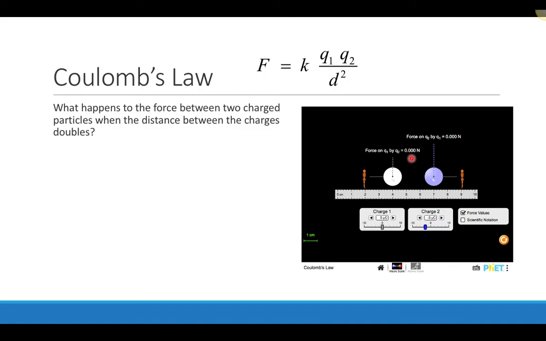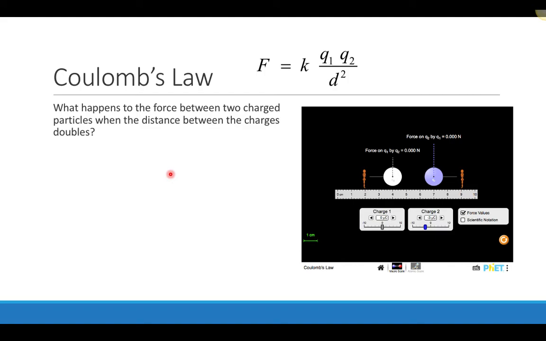In this particular picture, there is zero force on those charged objects because one object doesn't have any charge on it right now. The first object here has zero charge. The second object actually does have charge on it. So how do we look at this example? How do we look at something when we want to know what happens to a quantity when you double one part of the quantity that you're looking at?